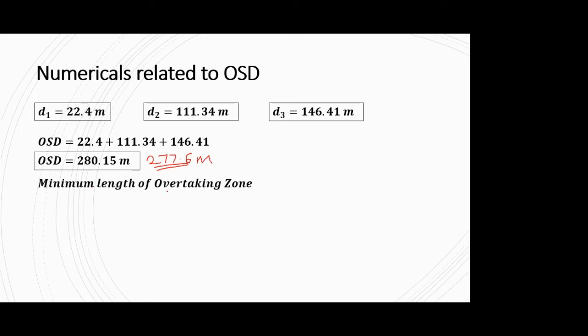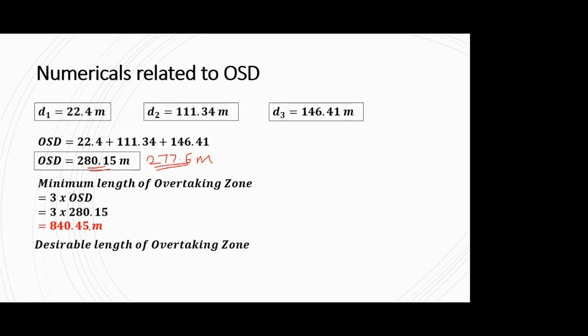So now coming to the overtaking zone calculations, the minimum length will be thrice your OSD. I have taken this value itself, I am not considering the second value. So that comes out to be 840.45 meter. And similarly, the desirable length of overtaking zone is 5 times OSD. So it comes out to be 1400.75 meter. Okay, now we have calculated all the values that they have asked: the OSD value, the minimum length of overtaking zone, and the desirable length of overtaking zone.